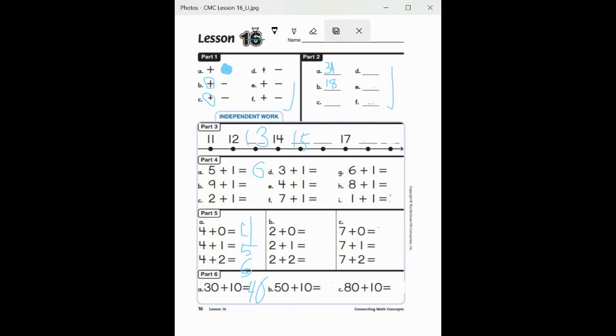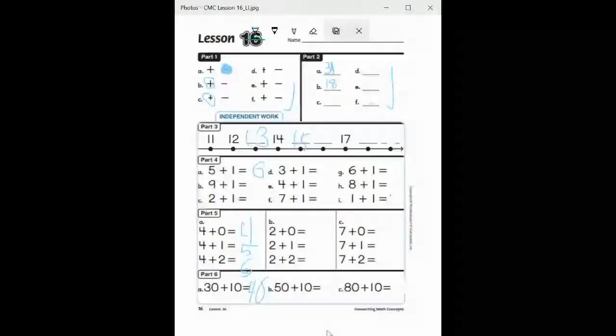At this time, you're going to go back and complete parts 3, 4, 5, and 6. When you're done completing parts 3, 4, 5, and 6, take a picture of your work and either email it to me or send it to me through Remind. If you have any trouble, don't forget to reach out so I can help you.